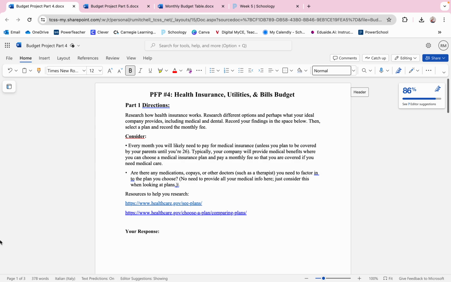Something else to consider: are there any medications, copays, or other doctors that you need to factor into the plan that you're going to choose? No need to provide all your medical info here, just consider this when you're looking at the plans.